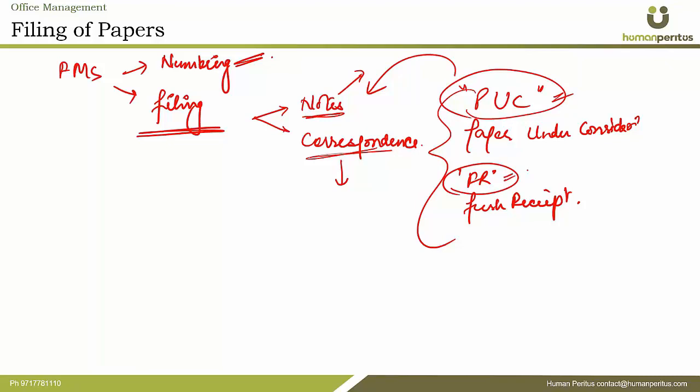Fresh receipts are those on which action has not been taken yet. Papers under consideration are the receipts on which the department has started acting. So there are certain guidelines finally for filing of these papers. So what are they? Guidelines.